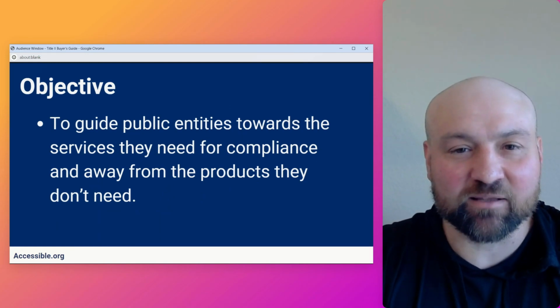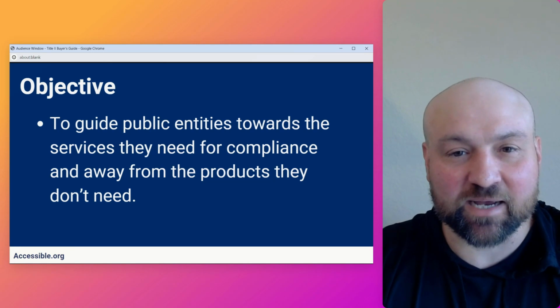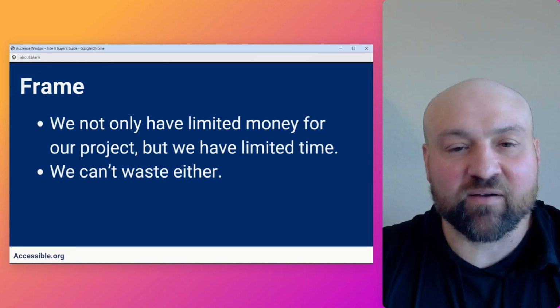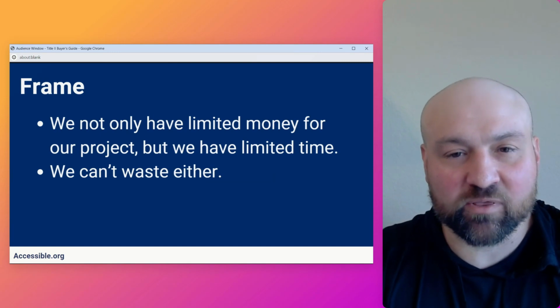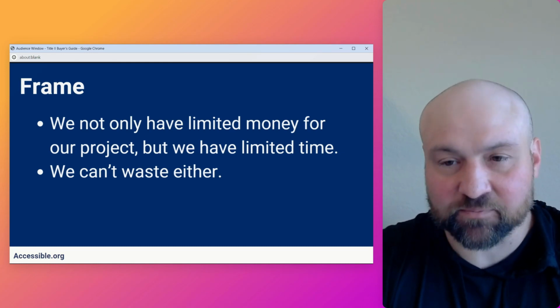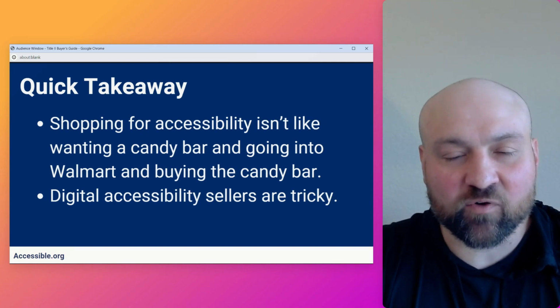Obviously, this presentation is tailored to public entities who are working towards compliance with the new web accessibility rule under Title II of the Americans with Disabilities Act, but this information can help everyone. So in this next slide, I have "frame," and that is because I want to frame your thinking as you are going through this presentation. We not only have limited money for our project, but we have limited time. We can't waste either.